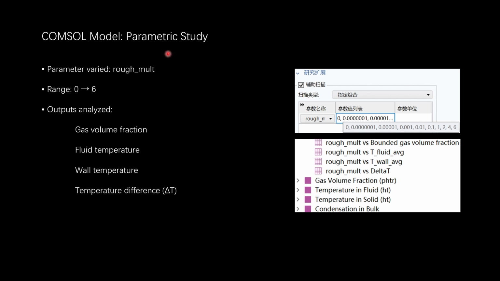A parametric study was used. We varied the roughness multiplier from 0 to 6. For each case, we analyzed four different quantities. The first is gas volume fraction. The second is fluid temperature. The third is hot surface temperature. And the last, the most important one, is the difference between the surface temperature and the fluid temperature.